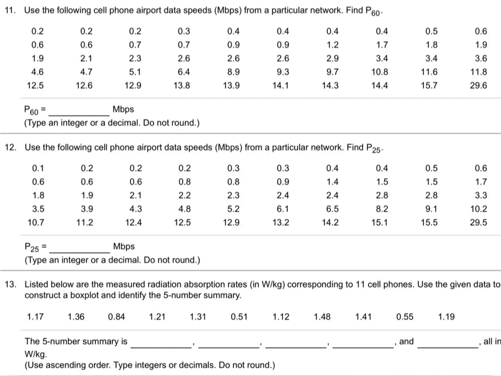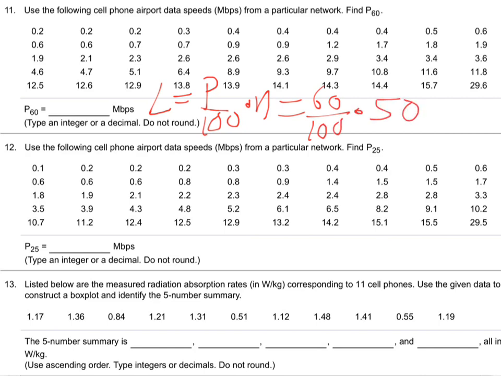So here we go. It says P over 100 times N. That's our locator. So 60 over 100 times, again, there's 50 numbers. So I'm getting 30. That came out a whole number. What do you do when you have a whole number?